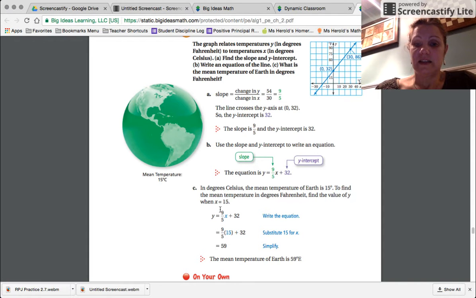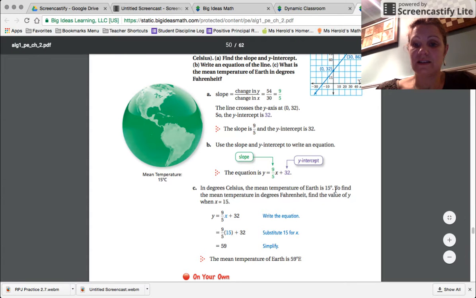Then it said in part C, in degrees Celsius, the mean temperature of Earth is 15 degrees. To find the mean temperature in degrees Fahrenheit, find the value of y when x is 15. So they're actually already even telling you. Remember, x is representing the degrees Celsius on Earth. So if I put in x as 15, then I can find the value of y.